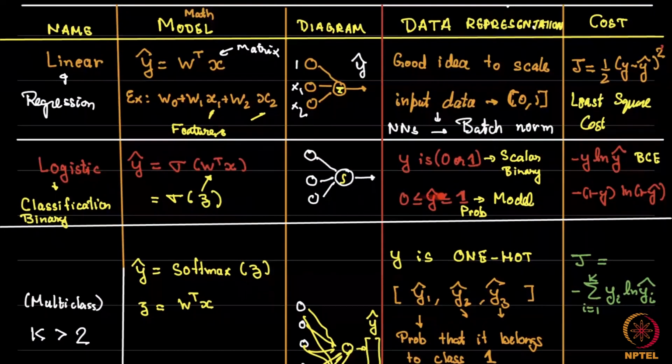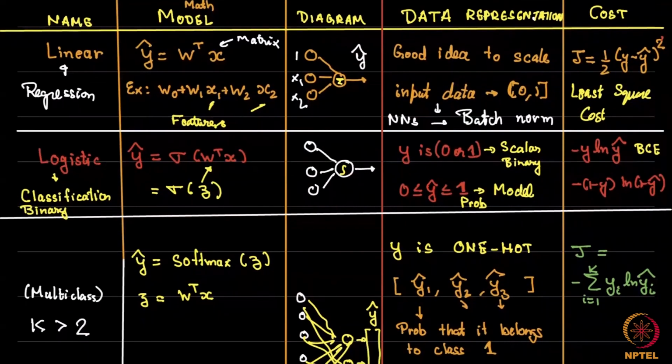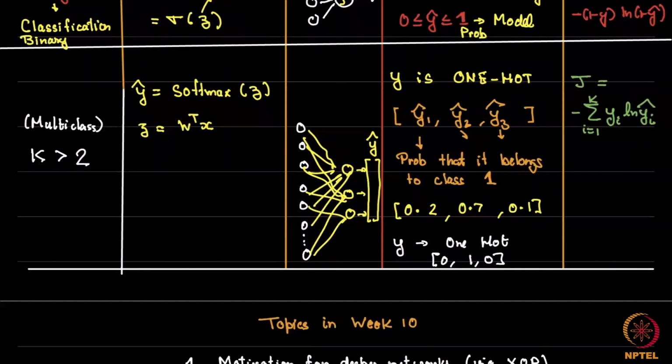Now, what was the data representation? Y was either 0 or 1. It was a scalar and it was binary. And the output y hat was between 0 and 1 again, but it was not discrete, not binary. It was a real number, and it represented the probability. Now, the cost function, if you remember, was the BCE, or the binary cross entropy loss function: minus y ln y hat minus (1 minus y) ln (1 minus y hat). We did this last week.